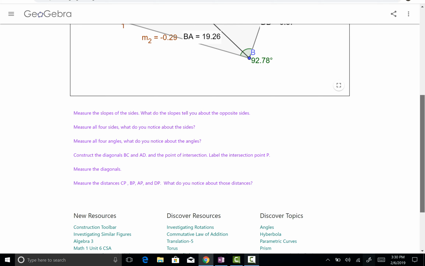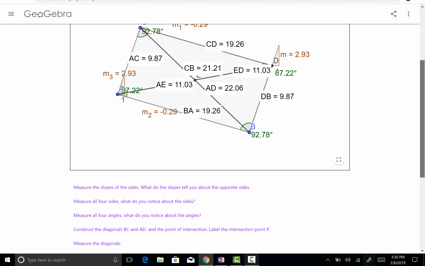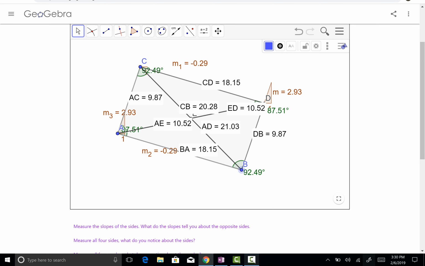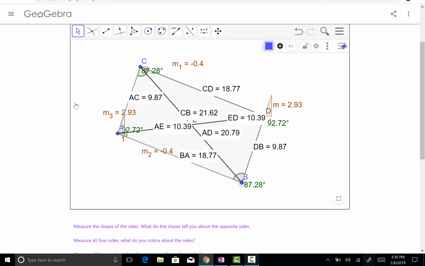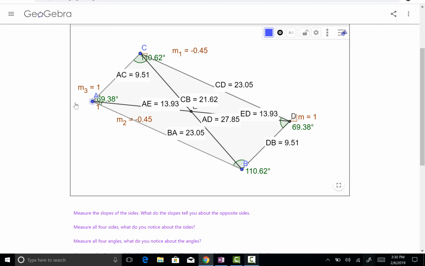Construct the diagonals, BC, DC, label point of intersection P. I did that. Measure the diagonals. So what I noticed when I measured the diagonals, AD here and BC here, they were pretty close in measurement, but in actuality, they aren't. All right, so they aren't quite the same, although they're pretty darn close, right? So if I make this thing look a little bit more like that, I get a little bit more difference in my diagonals, from 21 to 27. Okay, so the diagonals aren't equal. Well, that's not very interesting.